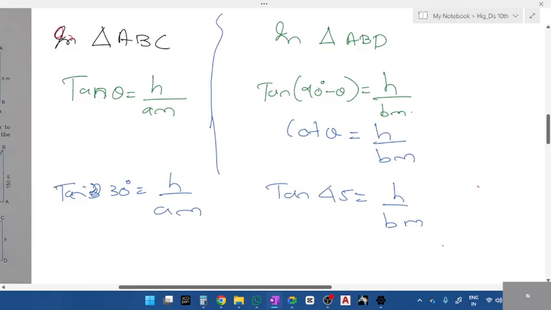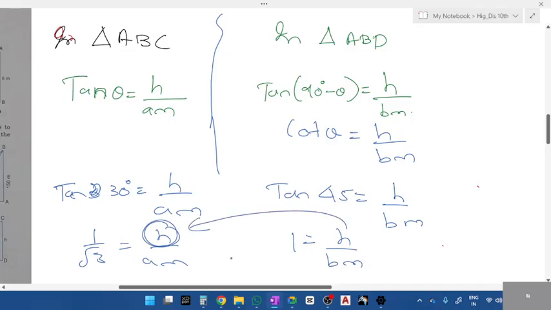Fine. If it was tan 30, what we would have converted, students? It would have been h by AM, and your tan 45 is like this. Then in the first equation, in place of h, what we would have done? We should have substituted this h, right? Value of here, nothing is given.